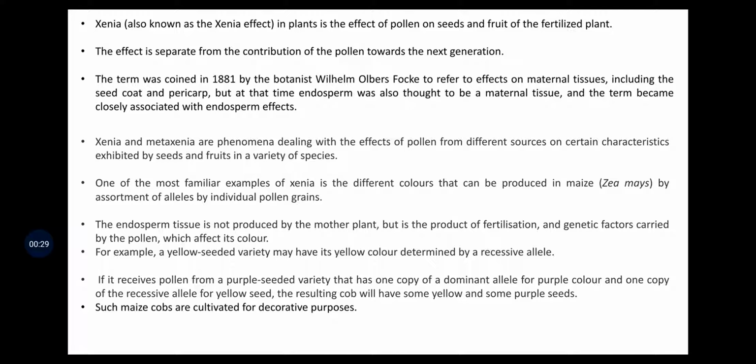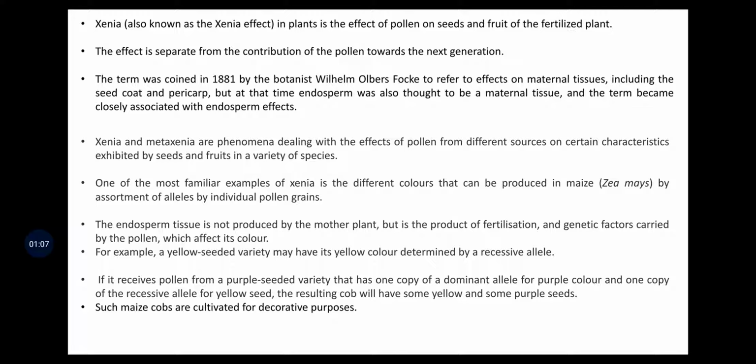The definition of xenia is that it is an effect in plants, that is, the effect of pollen on the seed and fruit of the fertilized plant. The effect is separate from the contribution of pollen towards the next generation. The term was coined in 1881 for the first time by Fouquet to refer to the effect on maternal tissue including the seed coat and pericarp, but at the time endosperm was also thought to be a maternal tissue and the term became closely associated with the endosperm effect.